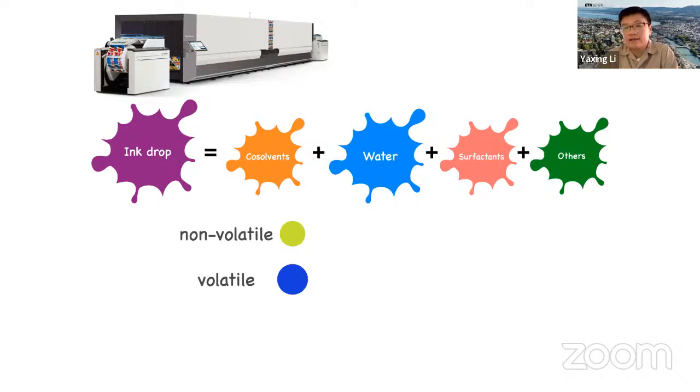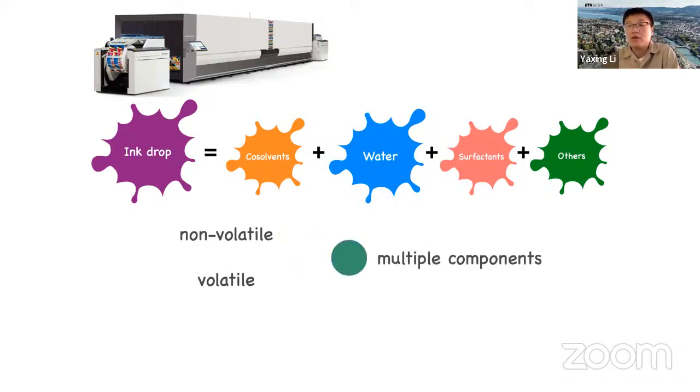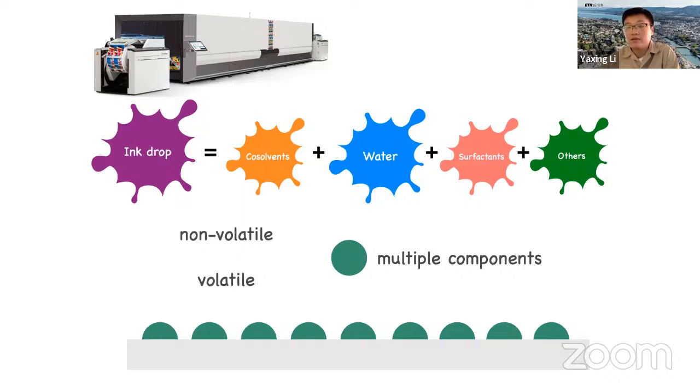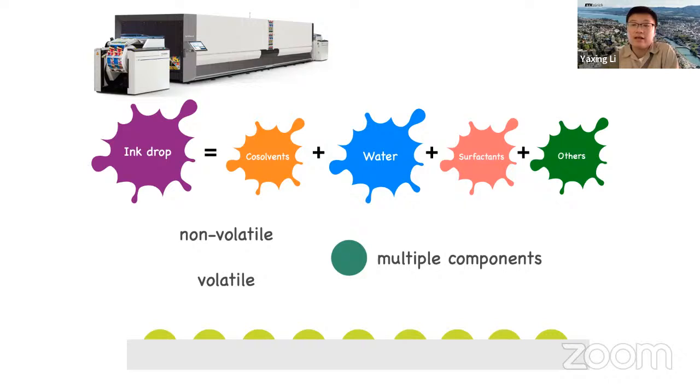But if you categorize all these components into two kinds, there are basically only two categories. Some of them are non-volatile, which means they do not evaporate. And some of them are volatile, which means they do evaporate. If you put them together, you will have multiple-component droplets. Then you deposit them on the surface, typically paper, and after the evaporation, only the non-volatile components are left. For example, typically pigments, they will give the color on the surface to make your final printing.